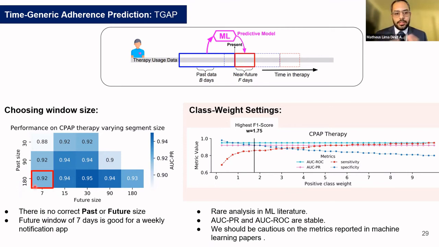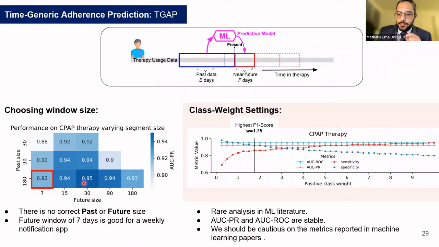And actually, you don't need necessarily to pick the highest number here, because this parameter really depends on the context of the therapy. I picked it to predict the next 7 days because my idea was to use the model as a notification application that would give notifications every week for a patient, and then they could check in their smartphone if they are going to adhere or not, or we could even provide some recommendations for the next week for this patient in the case that they are not going to adhere to the therapy.